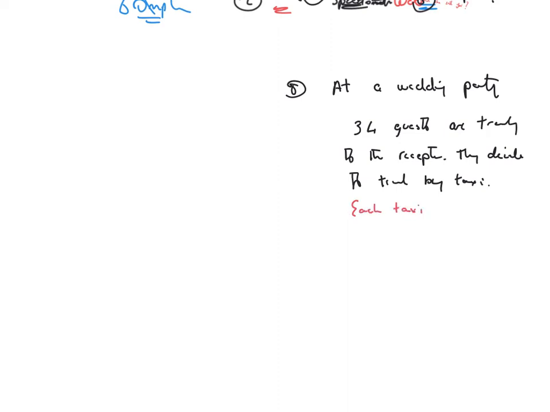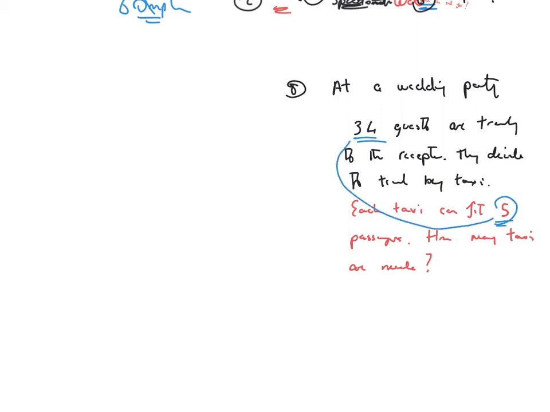Each taxi can fit 5 passengers. How many taxis are needed? Okay, so there's 34 guests, each taxi can hold 5, so we need to find how many 5s will fit into 34 because that will give us the amount of taxis.